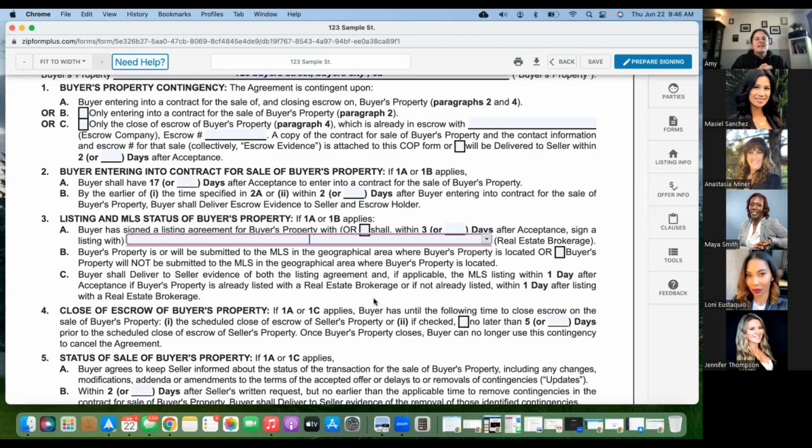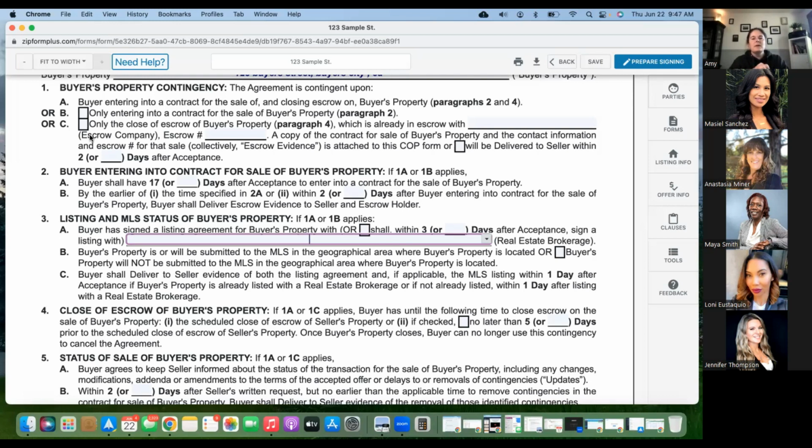All right. Section 4, the close of escrow of buyer's property. So this is if 1A or C applies. Remember, 1A was entering into contract and the sale, and C is just the close of escrow. We're already in contract. Buyer has until the following time to close escrow on the sale of buyer's property. The scheduled close of escrow of the seller's property, right? So they can either close on the same date, or if checked, no later than 5 days prior to the scheduled close of escrow of the seller's property.